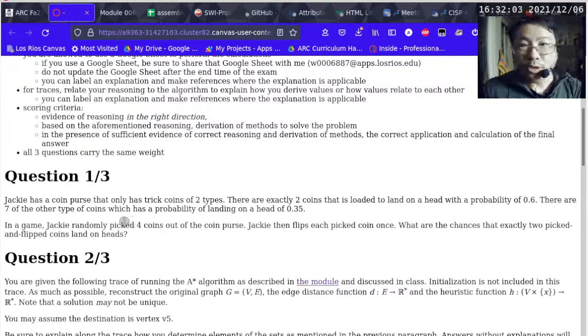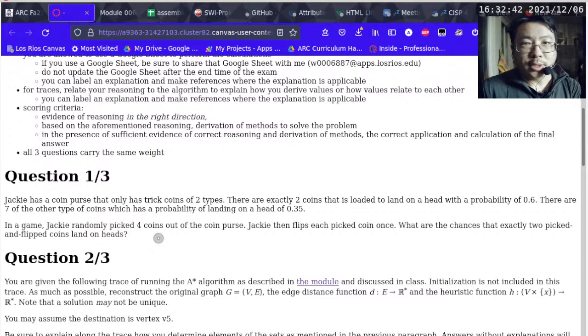Question number 1 says Jackie has a coin purse that only has trick coins of 2 types. There are exactly 2 coins that are loaded to land on a head with a probability of 0.6. There are 7 of the other types of coins which has a probability of landing on a head of 0.35. In a game, Jackie randomly picked 4 coins out of the coin purse. Jackie then flips each picked coin once. What are the chances that exactly 2 picked and flipped coins land on heads? Alright, so that's the question.